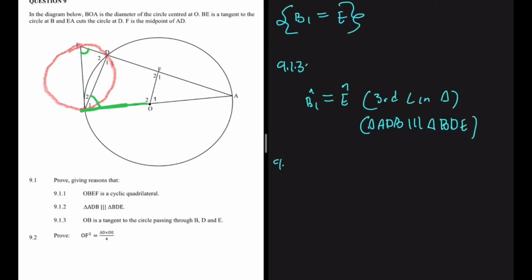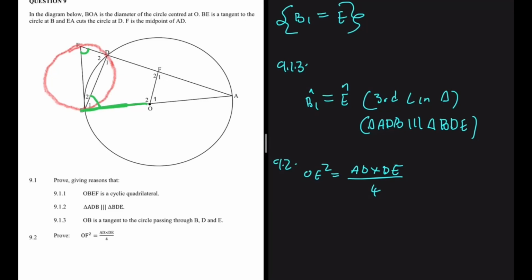So 9.2 says that let's prove that OF squared is equal to AD multiplied by DE divided by 4. So as soon as you see a question asking you to prove something like this, either you have parallel lines or you have similar triangles. If you have parallel lines, then you can play with the sides. If you have similar triangles, then you can play with the sides, right? So clearly here, we have similar triangles, so we're going to use them, right?